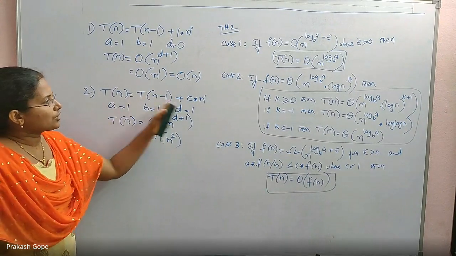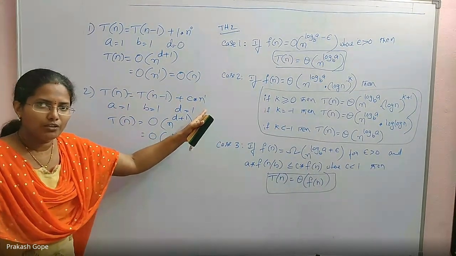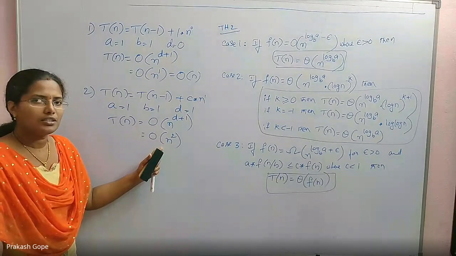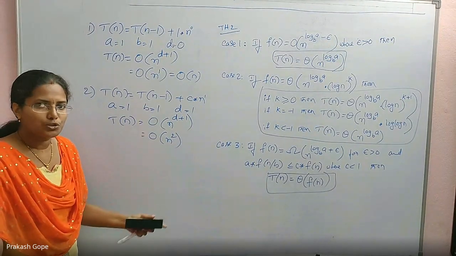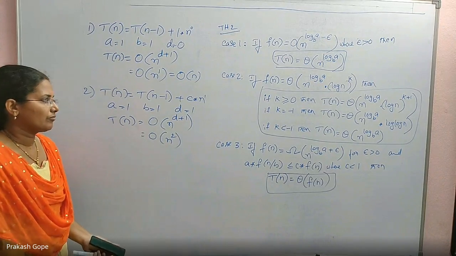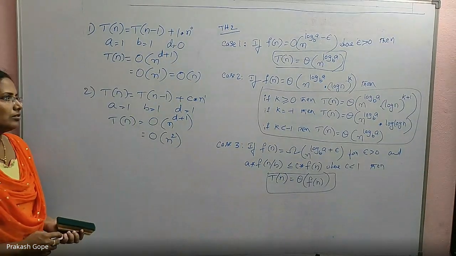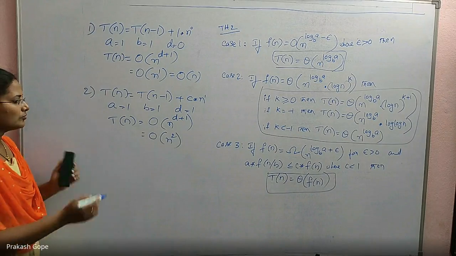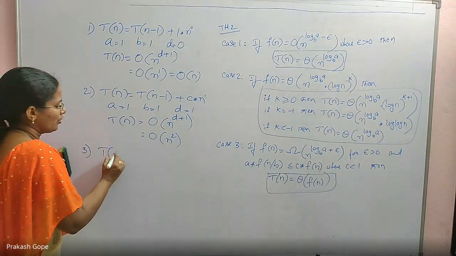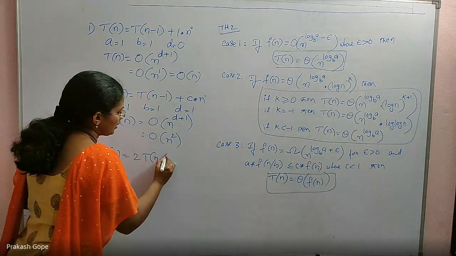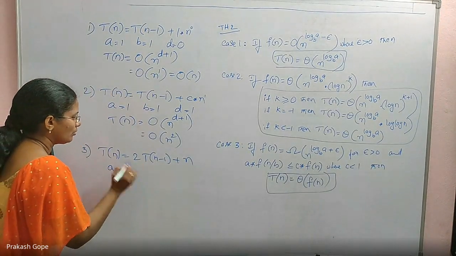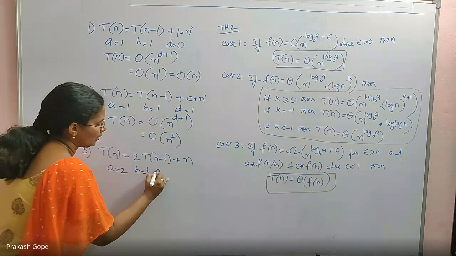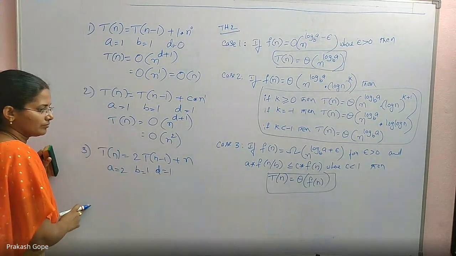So for a recurrence relation like this, by using Master's theorem you are straight away getting the answer without going for the substitution method, which will take time. Is that okay? If you want one more, T of n is equal to 2 times T of n minus 1 plus n. A equal to 2, b equal to 1, d is also 1. Or let me take n square.